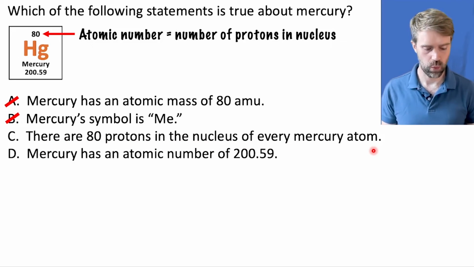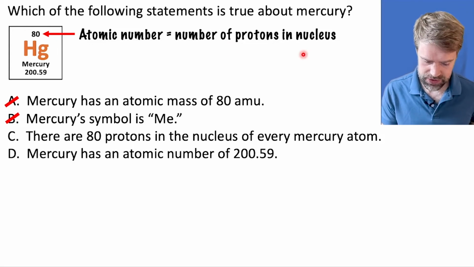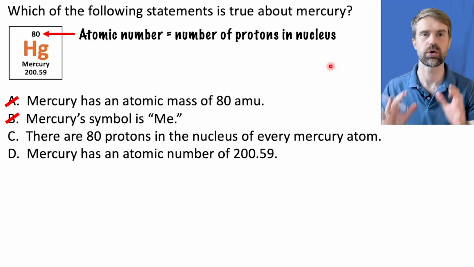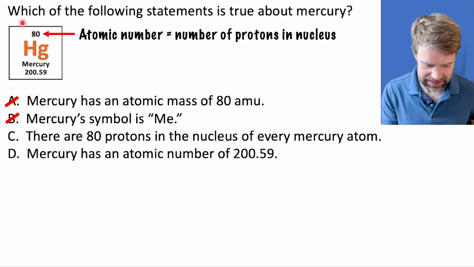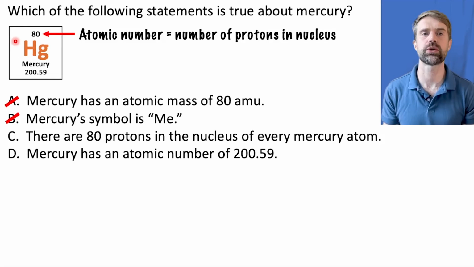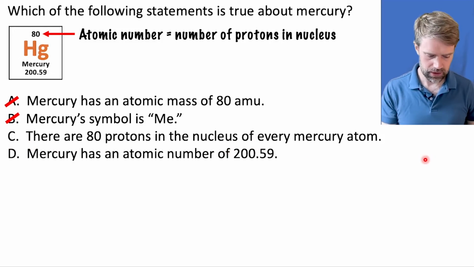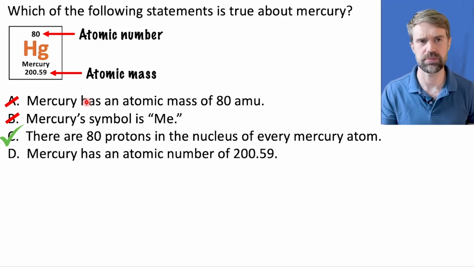Choice C says there are 80 protons in the nucleus of every mercury atom. Well, remember what atomic number means. It's the number of protons in the nucleus. This defines the element. Mercury always has 80 protons. Every single mercury atom. So this is our correct answer. We'll put a check mark next to it and take a look at D just to be sure.